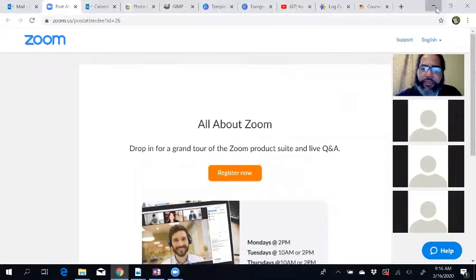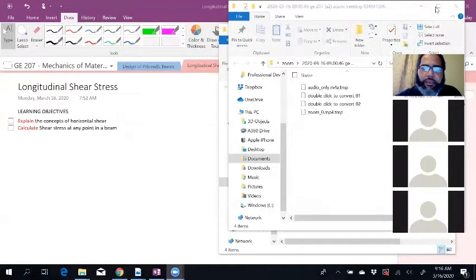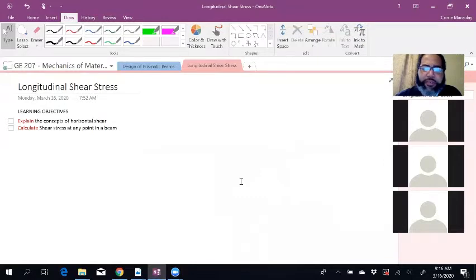That's open already. Can you all see the screen that says longitudinal shear stress? Yes, I can see it. Awesome. All right, so this is simply what we're going to try to talk about today.